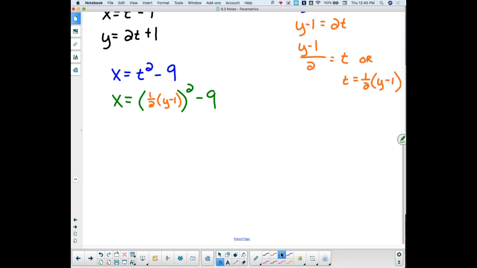One half times the quantity y minus 1, then squared. I square the first part, right? And I square the second part. It's just like any of those over there on the sideboard. 3y quantity squared is 3 squared times y squared. xy quantity squared is x squared times y squared. So this one becomes x equals 1/4 times the quantity y minus 1 squared, and then minus 9.